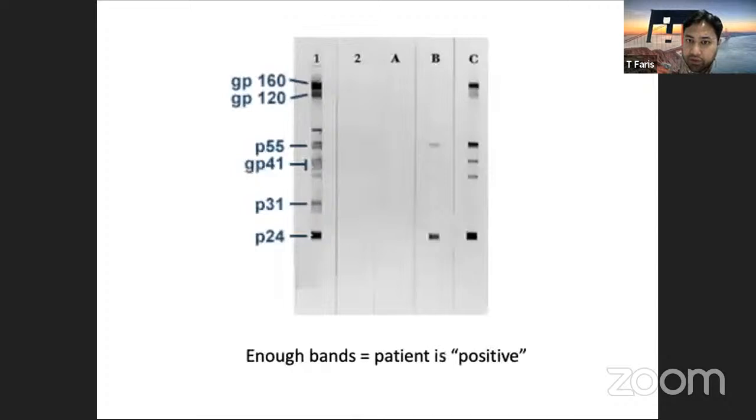Enough bands positive means the patient is positive, right? A, B, C: you can see that the patient in C is expressing all the HIV protein, all the viral protein that is present in the HIV virus. 1 and 2 are only the controls, okay?